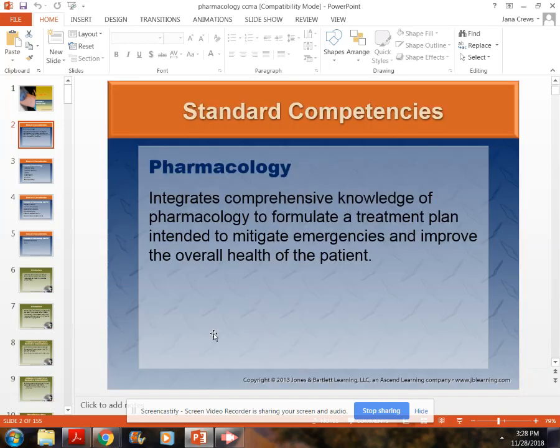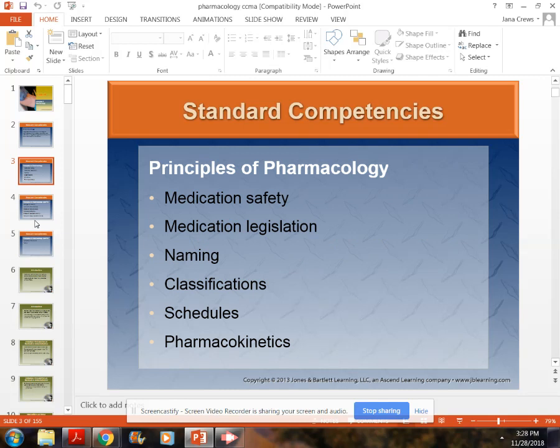So things you need to know. You need to know what pharmacology is. Pharmacology is basically a comprehensive knowledge of pharmacy or medications and how they're formulated, how they're used to treat patients to improve overall health. So that's what pharmacology is. It's the study of the use of medications and formulas of medications to improve overall health of patients.